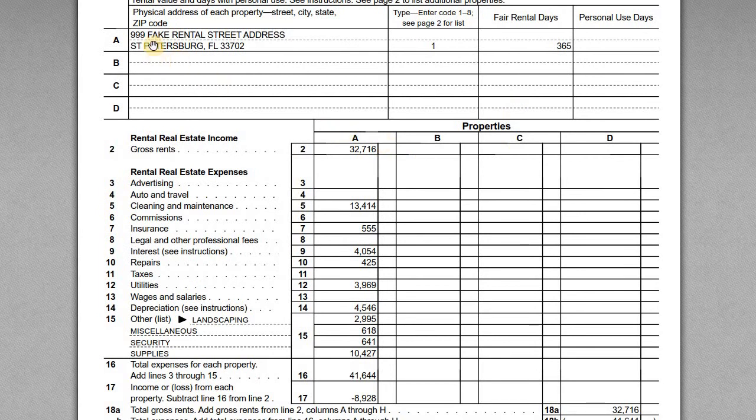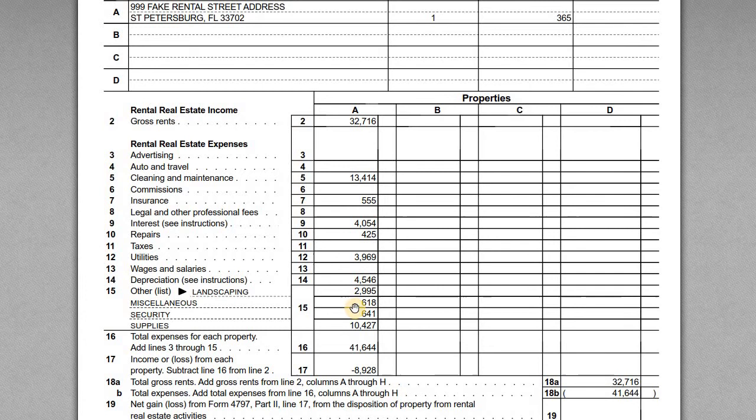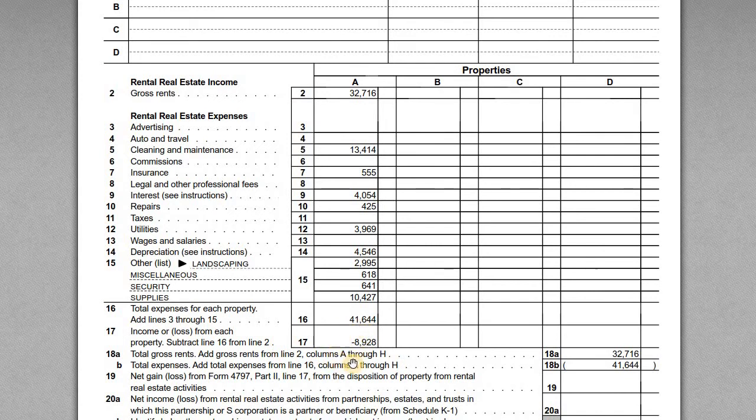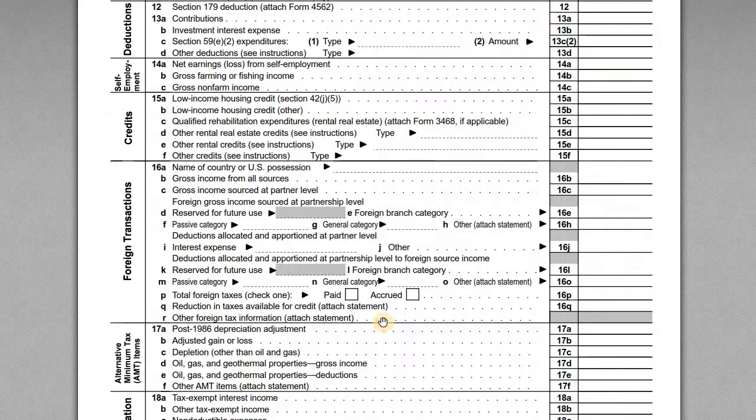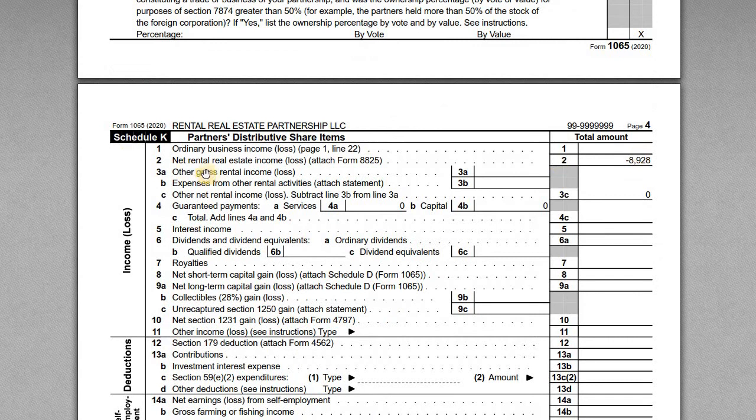And then column A, for property A, the rents, expenses, right? All of this should line up with what you have on your internal financial statements. And then the net income or loss for the property at the end of here, again, $8,900 in losses. And this is the amount that flows through to Schedule K here, line 2, right? Net rental real estate income or loss. And it even gives you a nice little note there, attach 8825 if you forgot to do that.